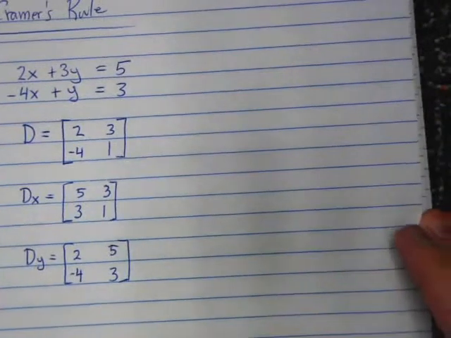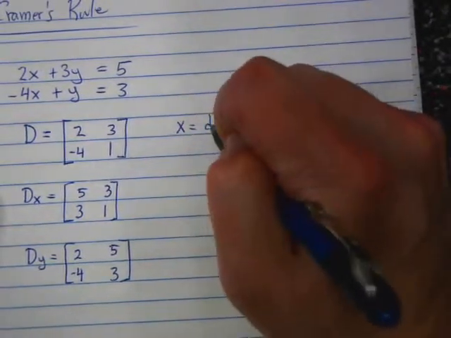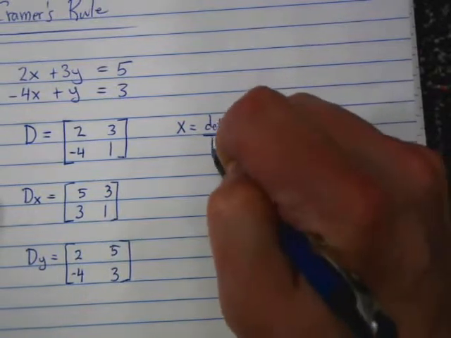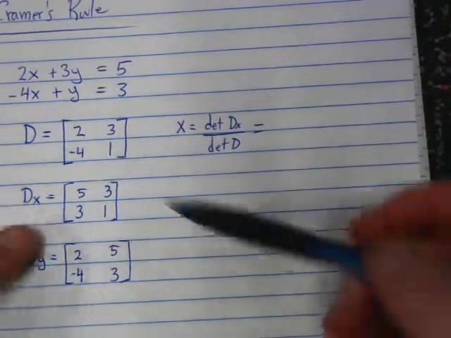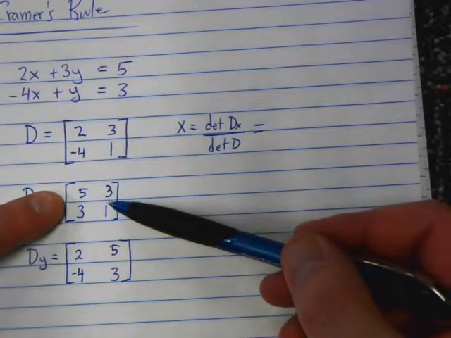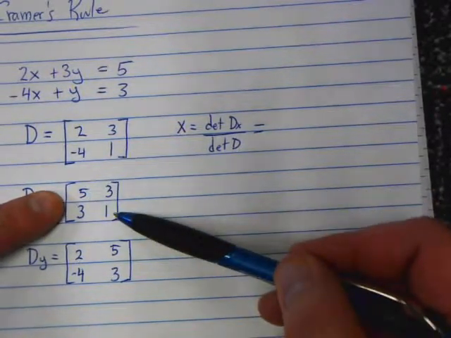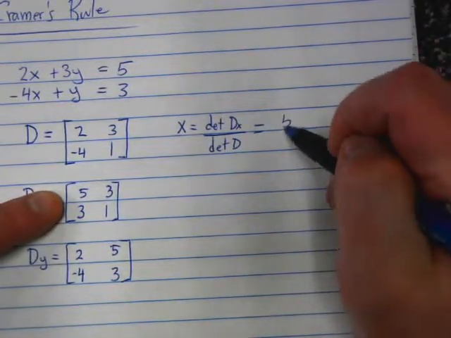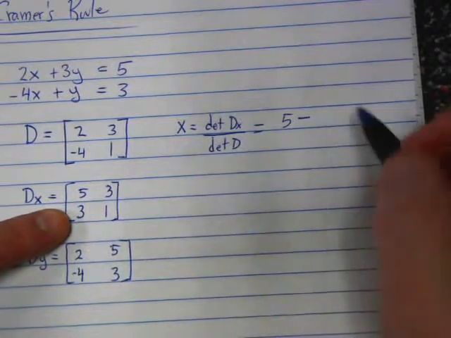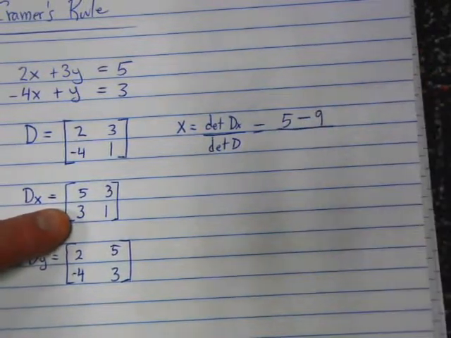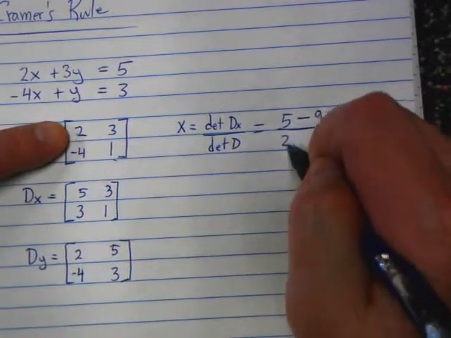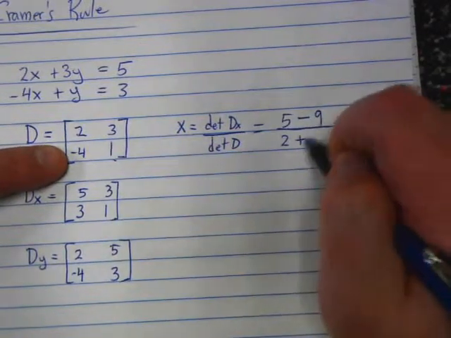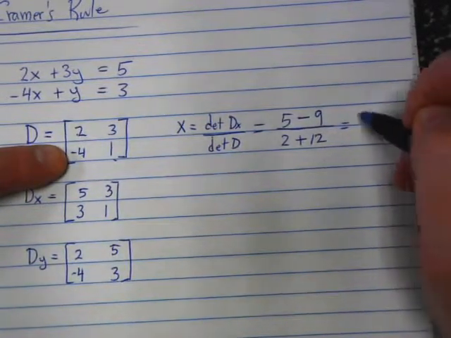Okay, here's the solution. X is the determinant of D sub x divided by the determinant of D. I have a 2 by 2 matrix here. How do I find the determinant? I multiply this way, 5 times 1, which is 5, minus, I multiply the other way, 3 times 3 is 9. Divided by, then I do the exact same thing for the D matrix. 2 times 1 is 2, minus -4 times 3 is -12. That's -4 over 14.